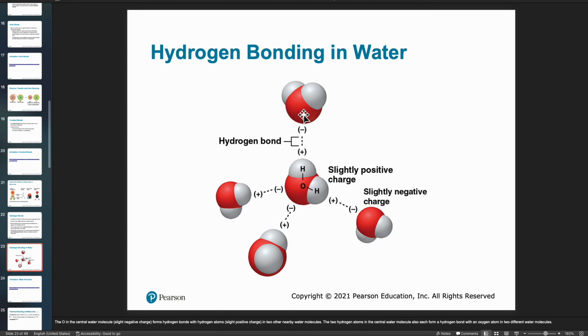Why? Because oxygen is slightly negative, and hydrogen, as we said earlier, has that one proton, making it positive. So hydrogen is attracted to the oxygen, and that's held by hydrogen bonds.